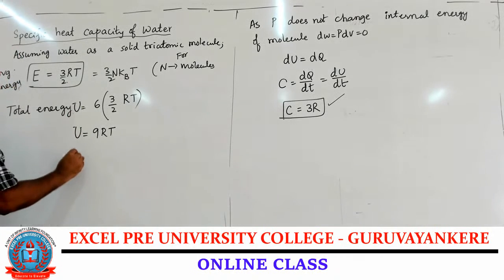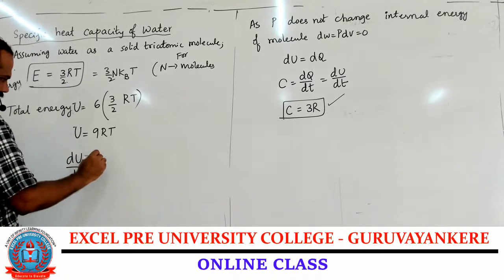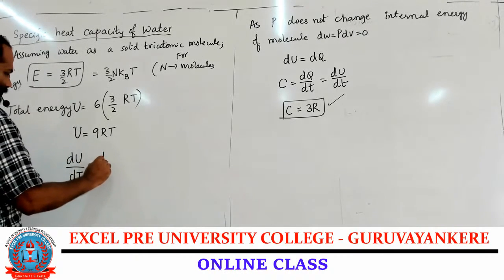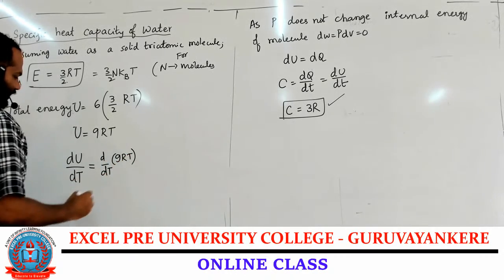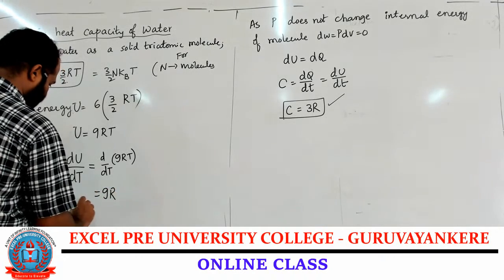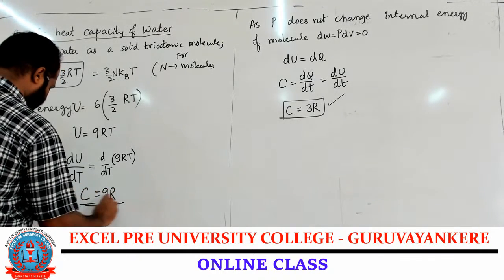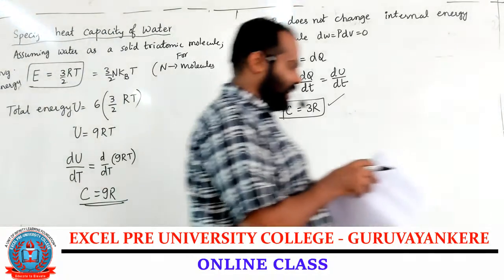Then dU by dT is equal to d by dT of 9RT. That is equal to 9R, which is the specific heat capacity of water. The specific heat capacity of water is 9R.